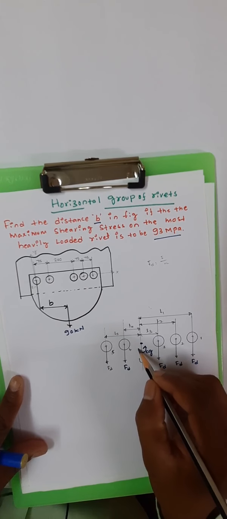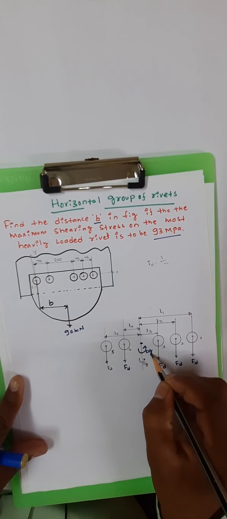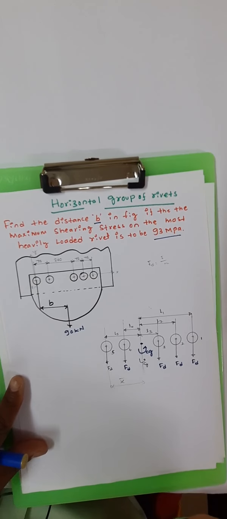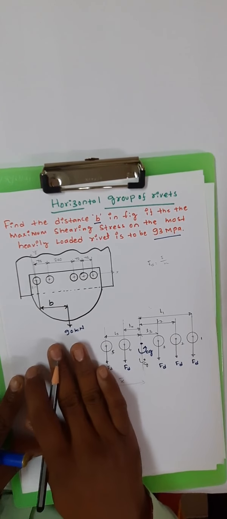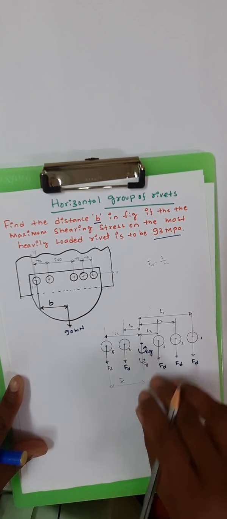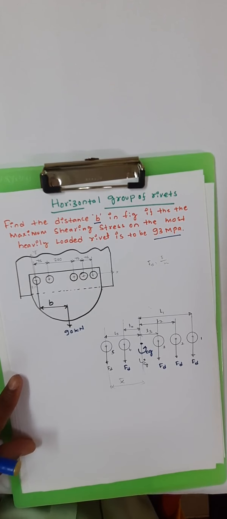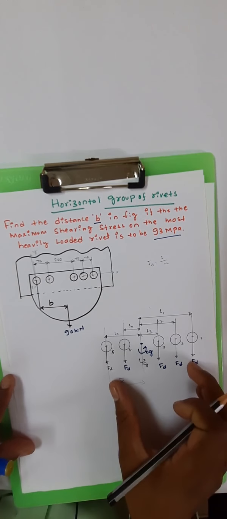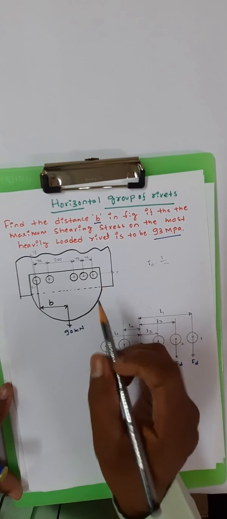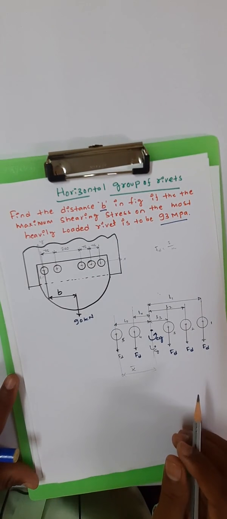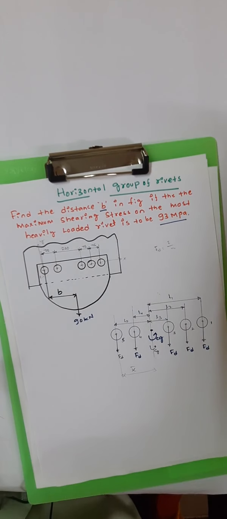Somewhere here there is the center of gravity, the CG. The distance from this point to this point we will consider as X bar. Since this comes under the horizontal group of rivets, there is no Y bar; the Y bar will become 0, as there is no vertical riveting in this joint. Now, how to determine the X bar? We know the distances between the rivets, so we can easily find the CG of the rivets.